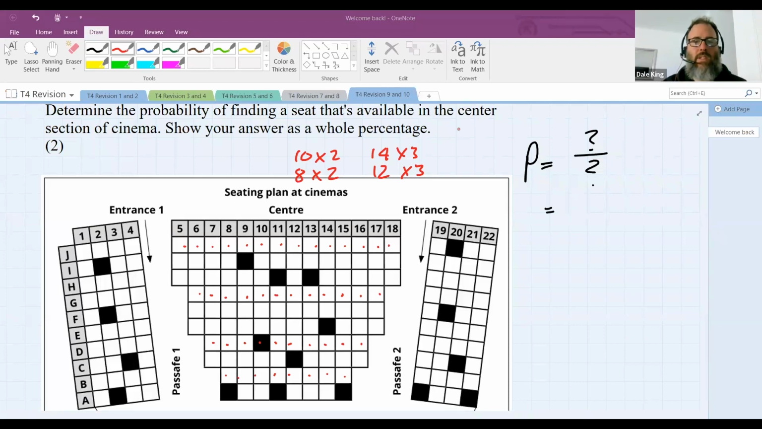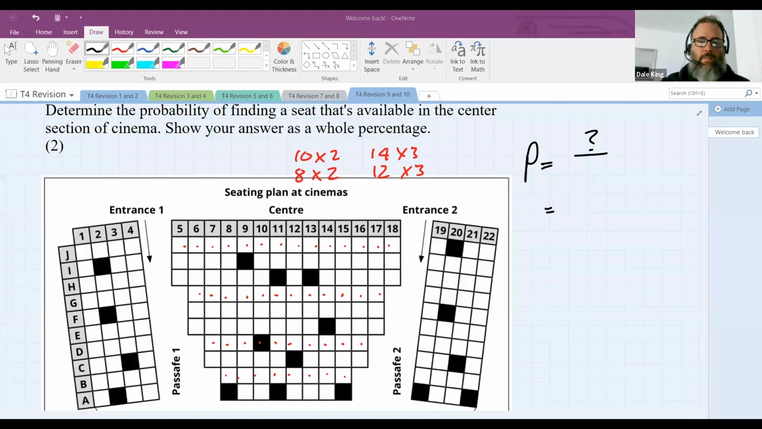So we need to work out the probability of finding a seat that's available. All right, so the white blocks. What's the chance that you'll hit a white block in this center area here? So what we need to do is we've got to have a probability fraction, right? And underneath in the fraction is the total possible number that you could have in this center section. That's why I started adding up all the blocks in the center section. And I've got 14 times 3, 12 times 3, 10 times 2, 8 times 2. So I'm counting the rectangular sections of the center section. We need a total at the bottom of our fraction.